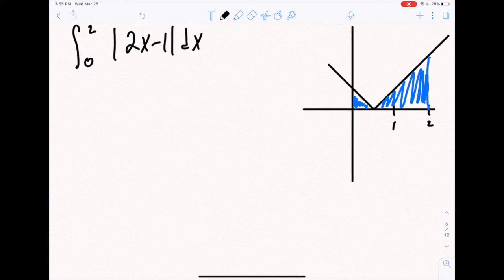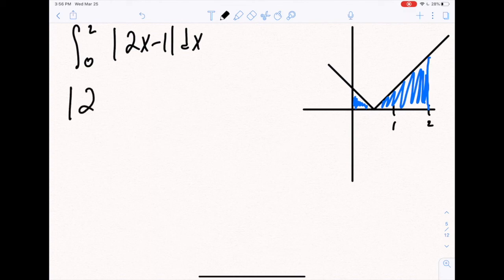So here we want to find the integral from 0 to 2 of the absolute value of 2x minus 1 dx. Over here I drew a little picture of what we're trying to solve. So we're trying to solve for the area underneath the graph of the function. Okay, but in order to do this, let's remind ourselves what the absolute value of 2x minus 1 actually is.